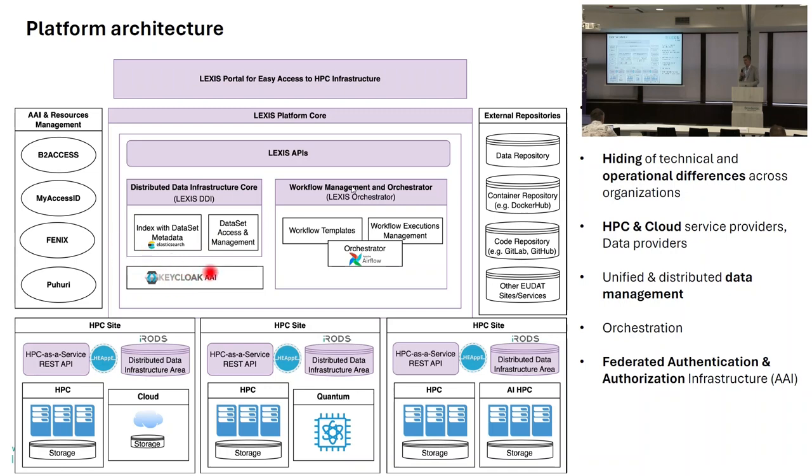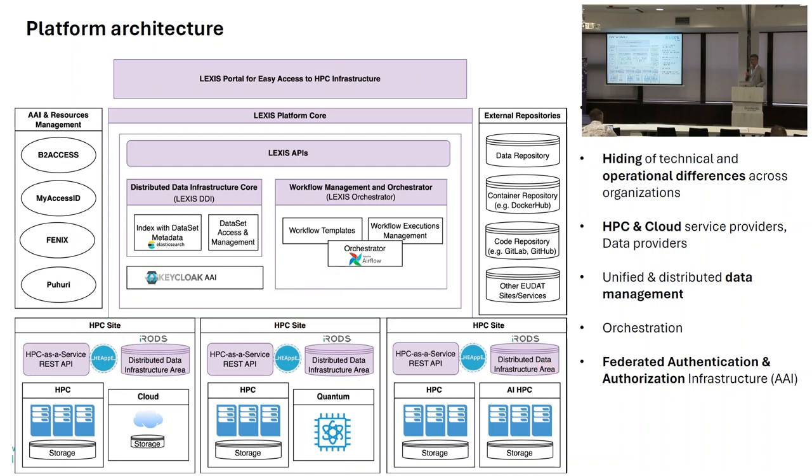Then we also have an instance of Keycloak, which provides the connection between MyAccessID and the platform as an authentication proxy. And this is the point which issues the tokens for our APIs and for our users. And the box here on the right is a workflow management orchestrator service, which is based on Apache Airflow. And we built a set of custom operators and providers which talk to our custom APIs to control the data movement and the HPC job management.